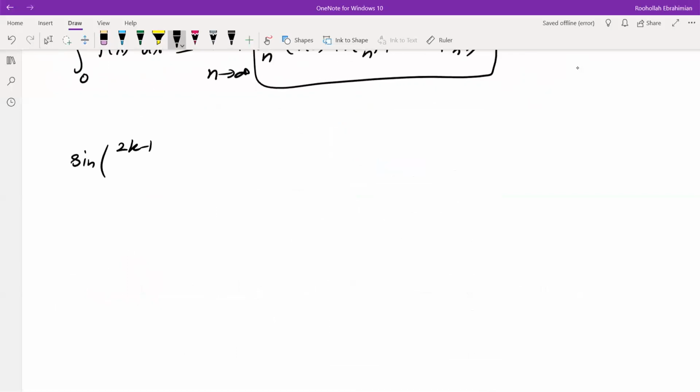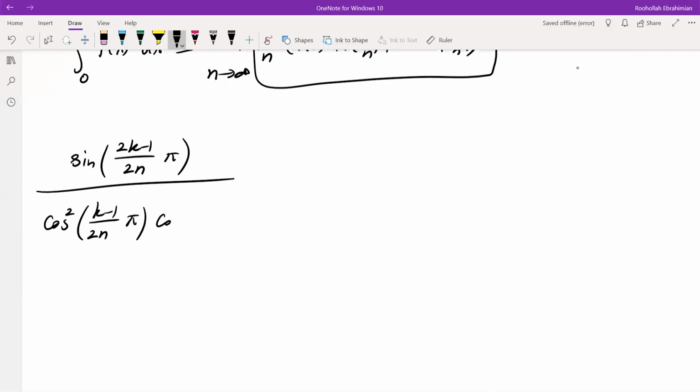Let's see if that works. So the fraction was cosine squared of (k minus 1) over 2n pi, cosine squared of k over 2n pi.